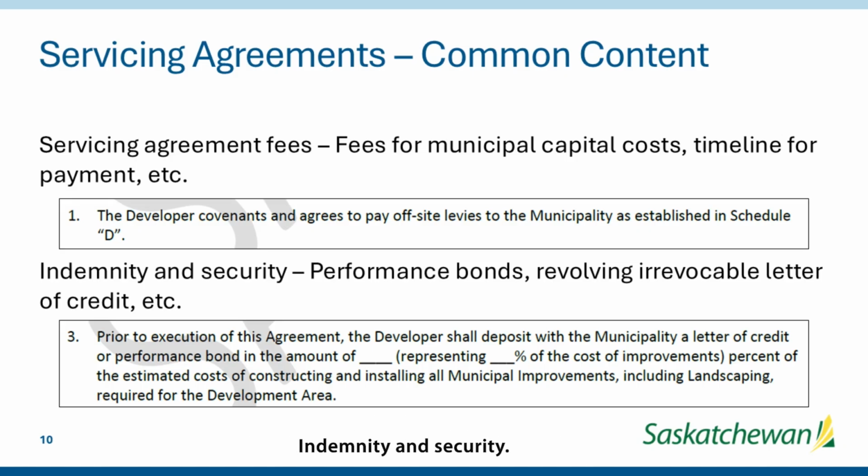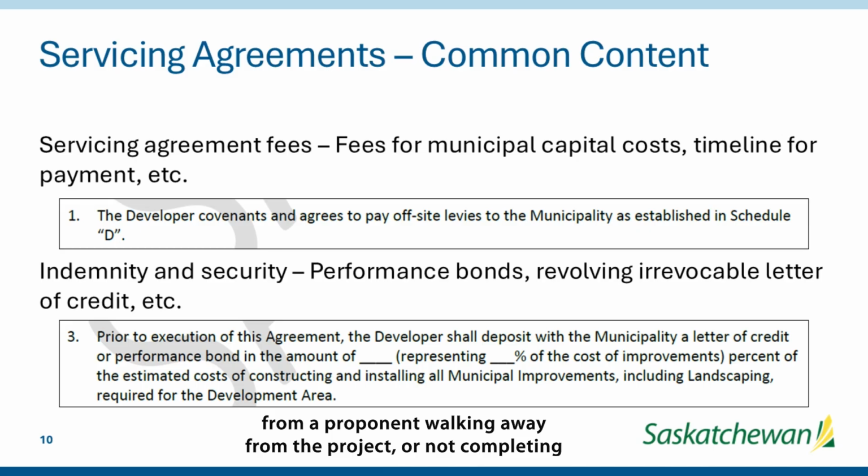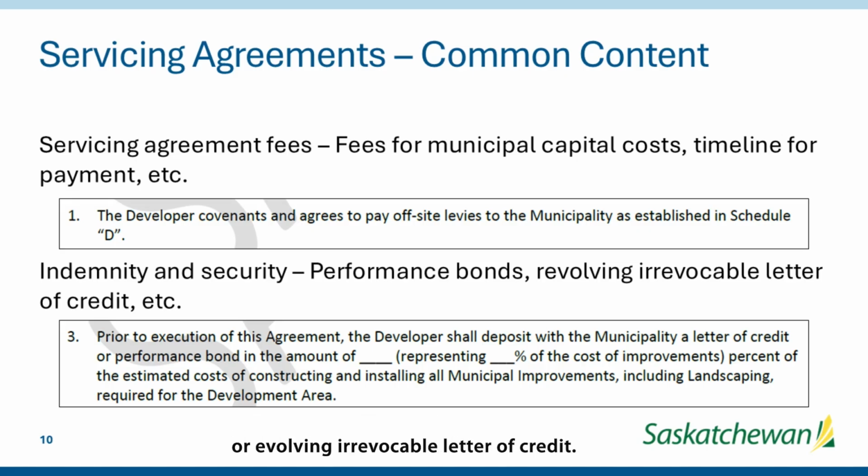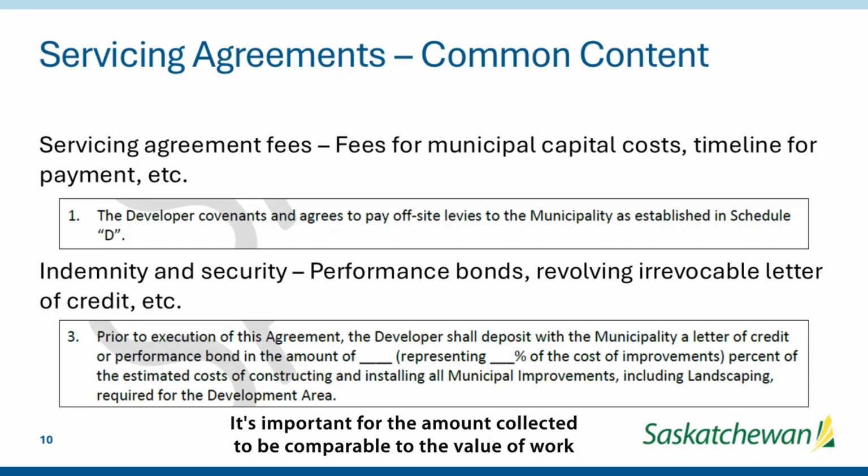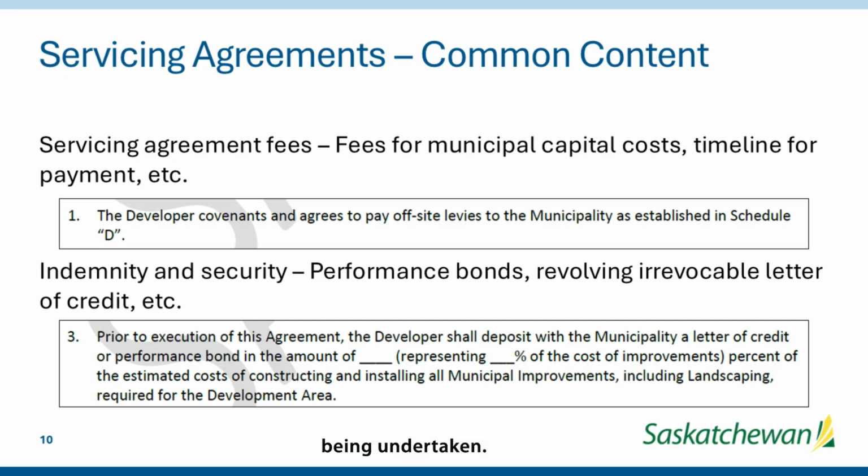Indemnity and security. This outlines how a municipality will protect itself from a proponent walking away from the project or not completing the agreed upon work to the necessary standards. Typically, this is in the form of a performance bond or revolving irrevocable letter of credit. The proponent's financial institution issues these and allows the municipality to draw upon funds if the proponent defaults on the agreement. It's important for the amount collected to be comparable to the value of work being undertaken.